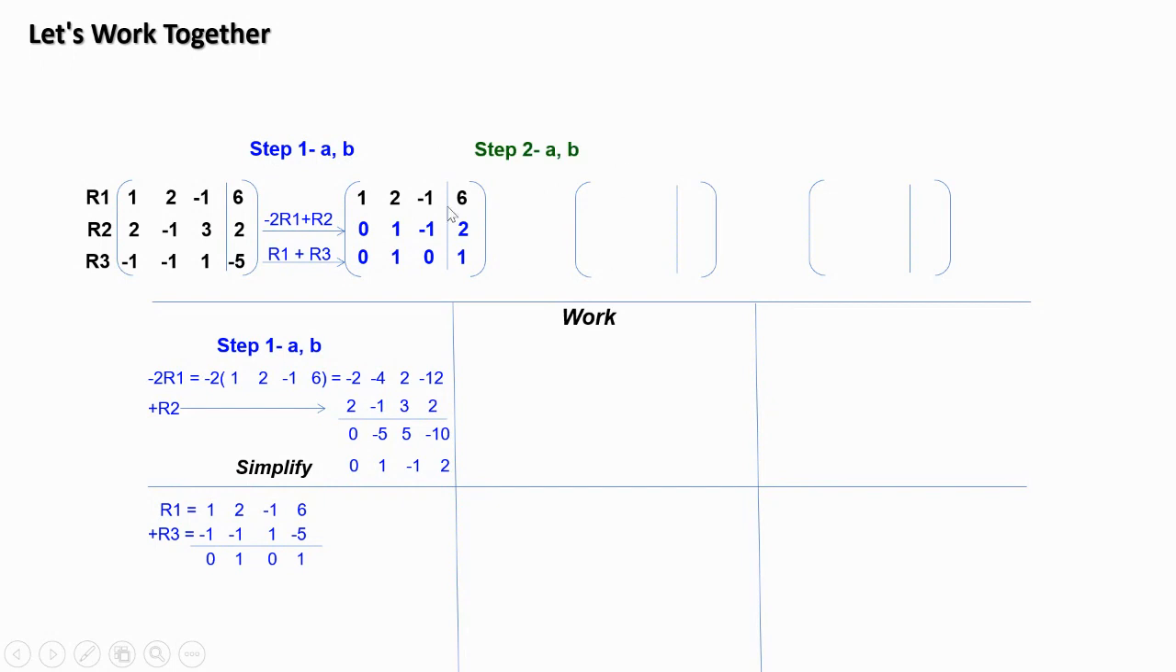Okay? So step 2. Step 2, row 2 stays the same. That has to be a 0, so that's going to change. And that has to be a 0, that's going to change. We're going to use row 2. So I'm going to multiply -2.